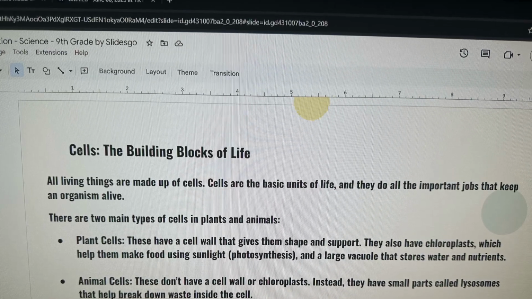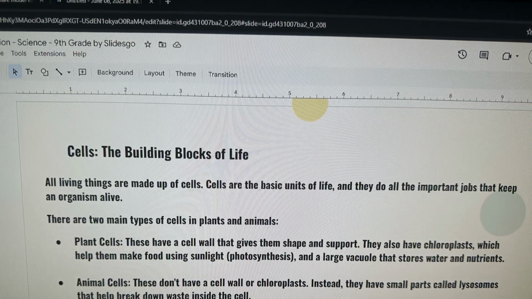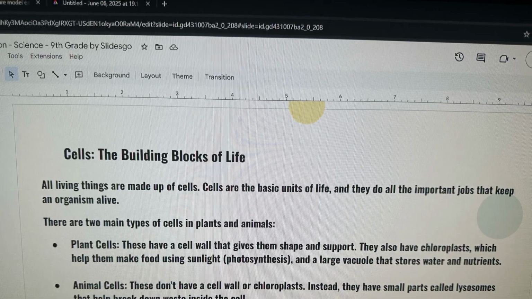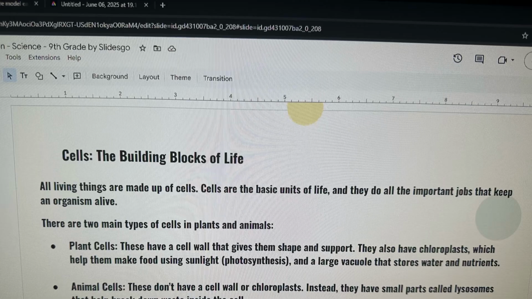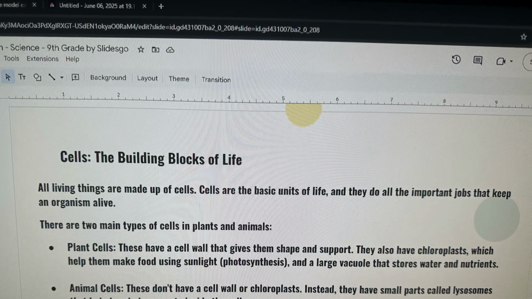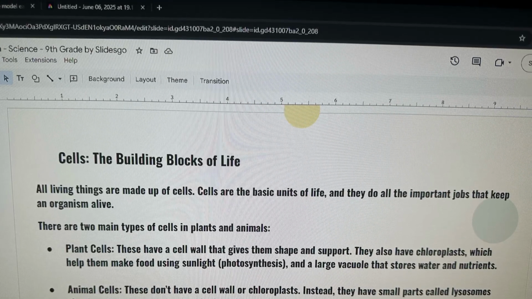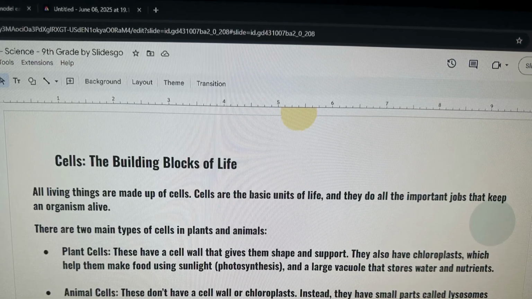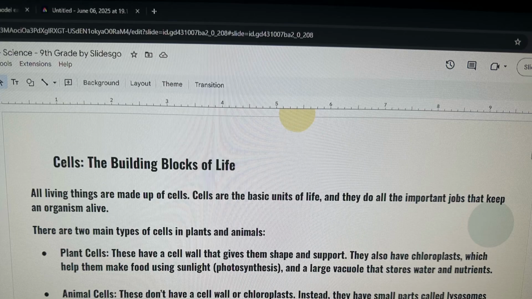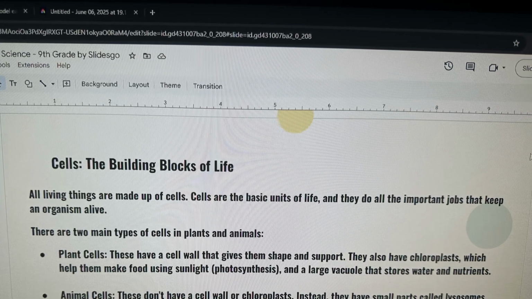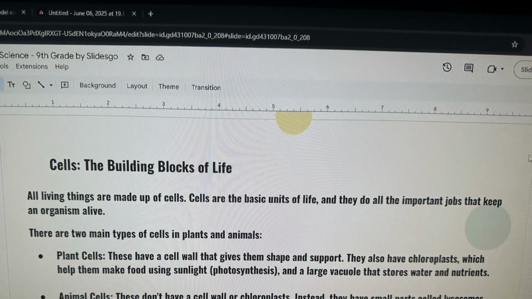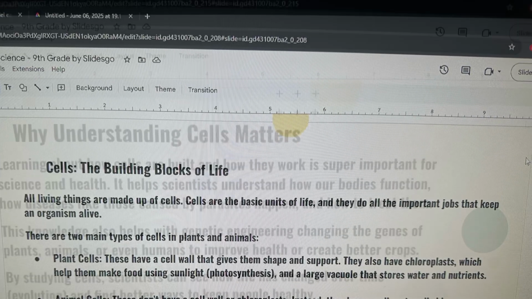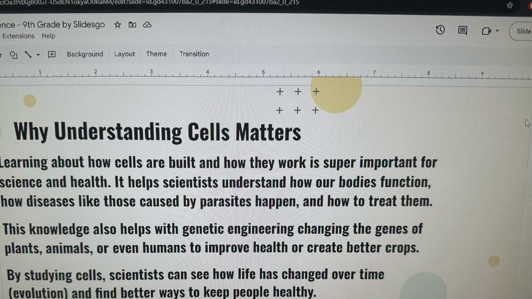The second one is called animal cells. These don't have cell walls or chloroplast. Instead, they have small parts called lysosomes that help them break down waste inside the cell. Some tiny organisms like parasites have special features to help them survive. One example is Trypanosoma, a parasite with a special surface that helps them hide from the immune system of the animal it affects.